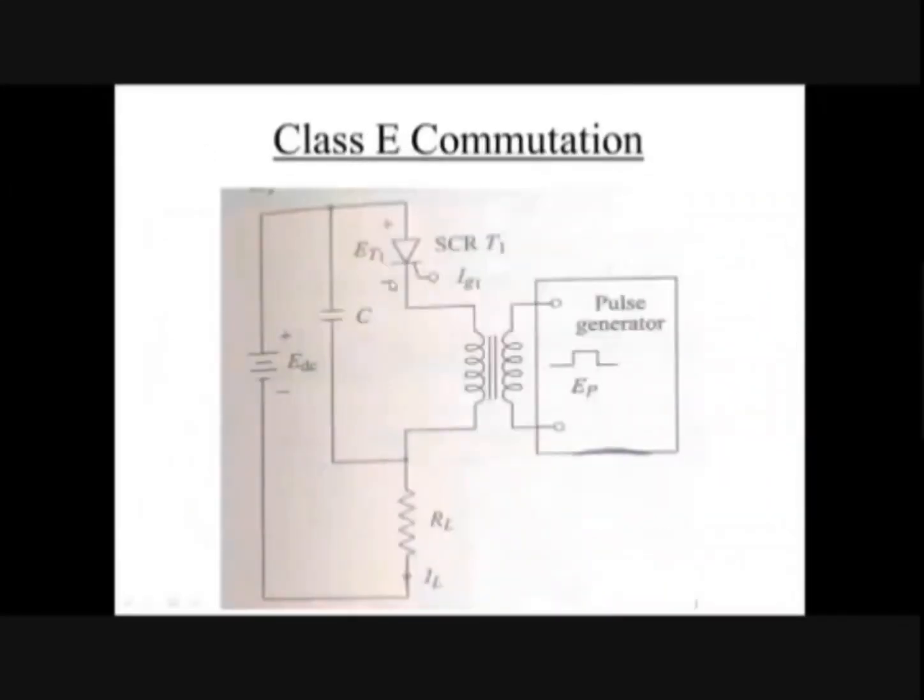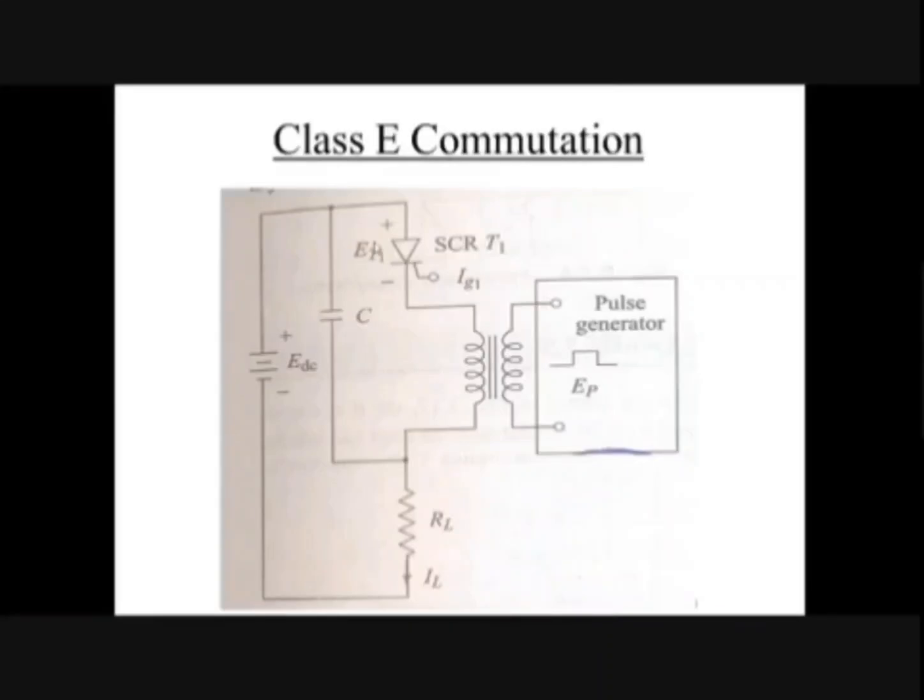It implies that the cathode of the SCR is connected with the positive, anode is connected with the negative. So what will happen? Once cathode is connected with the positive, the SCR will be reverse biased, so that the SCR will get turned off. We call this concept a class E commutation or external pulse commutation.